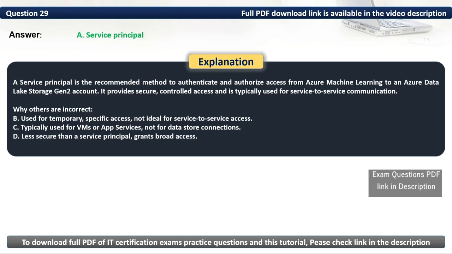The service principal is the recommended method to authenticate and authorize access from Azure Machine Learning to an Azure Data Lake Storage Gen 2 account. It provides secure, controlled access and is typically used for service to service communication.